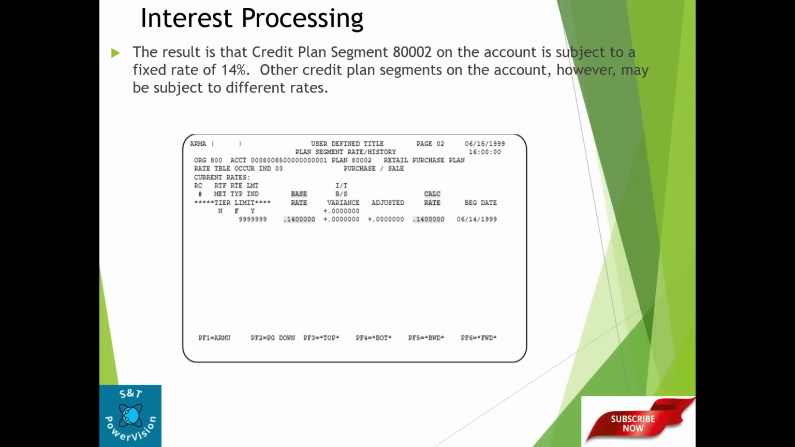It means suppose an account has multiple credit plans like retail, loan, cash balance transfer. So each plan has its own rate of interest here.